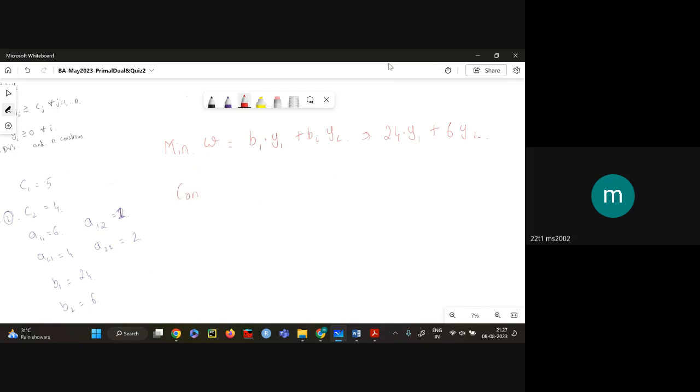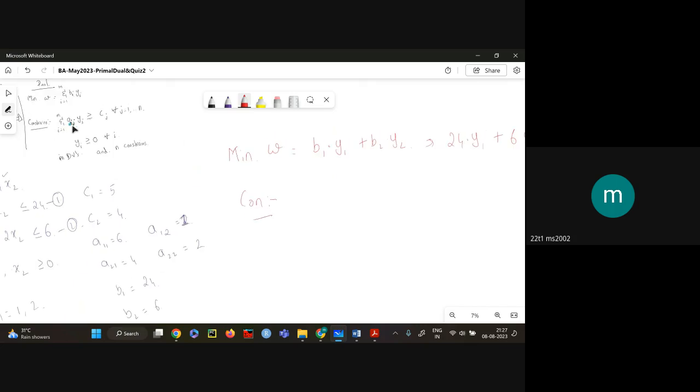Then what was my constraints? My constraint was A_ij summed up over i. So I have, for my first constraint, when j is equal to 1, my first constraint is going to look like A11 into Y1 plus A21 into Y2 must be greater than or equal to C1. What is the second constraint?